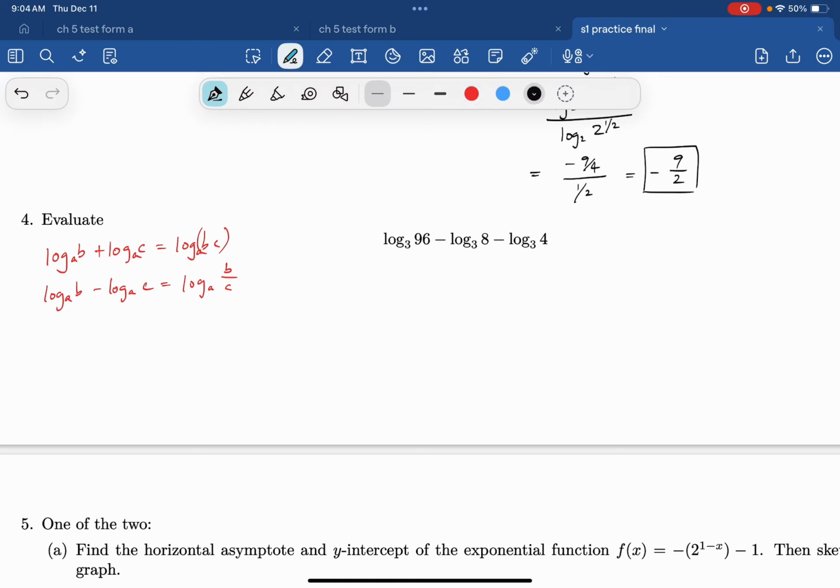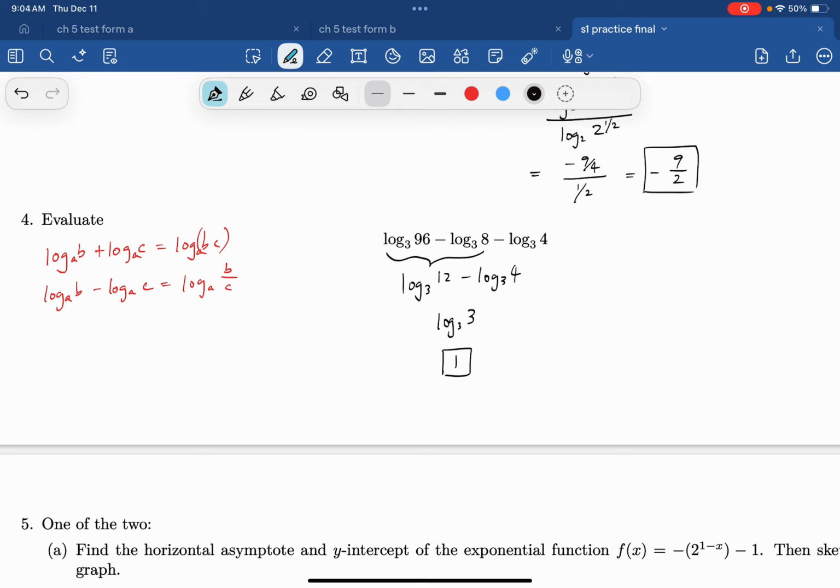We can probably just start with the first two logarithms. That's going to give us log base 3 of 96 divided by 8, which is 12. Okay, so the first two logarithms subtracted becomes log base 3 of 12, and then we still have that 4 there. And then when we do this again, this subtraction becomes log base 3 of 12 over 4, which is log base 3 of 3. And so log base 3 of 3 is of course just 1, because 3 to the power of 1 is 3. So that's our answer.